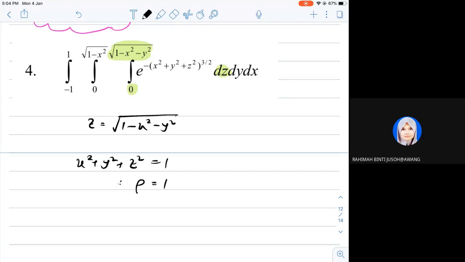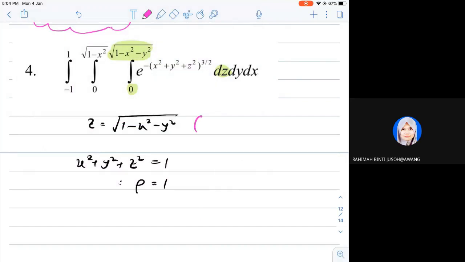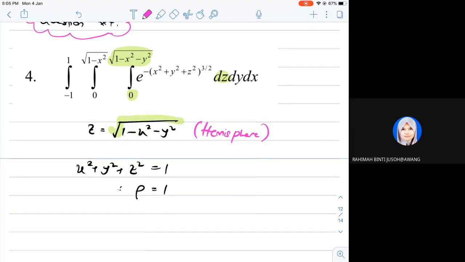So from the original function here, this is a what? Ini bentuk apa ni? Yeah, the square root sign. Yes, hemisphere. Kan dia ada square root sign tu. Kalau ini dia complete kan bawah ni. Tapi dia punya original equation ada square root sign. So it becomes hemisphere. Okay, however, kita tengok confirm tak ada hemisphere.